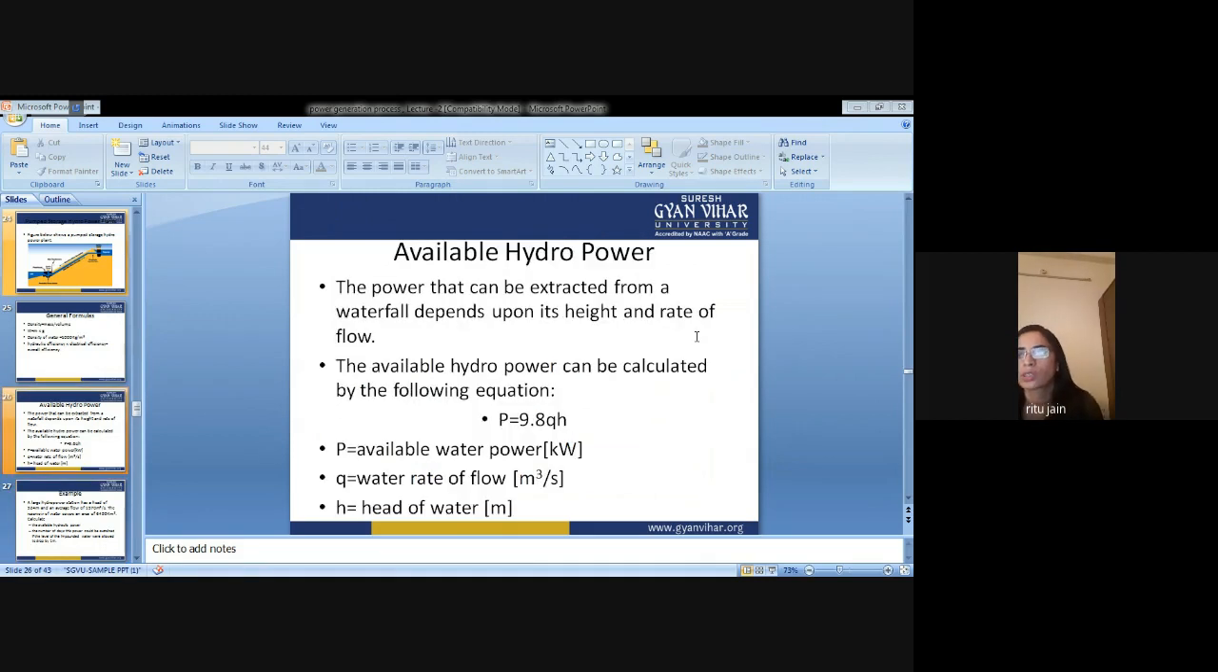So again you can check the formula: P is equal to 9.8 QH. What is P? P is the available water power, Q is the water rate of flow, and H is the head or height of water in meters. So the power generated by water depends totally on the rate of flow of water and the height from which the water is coming.